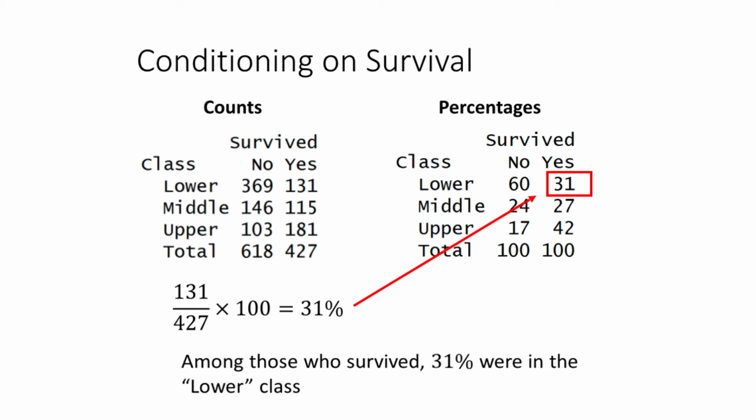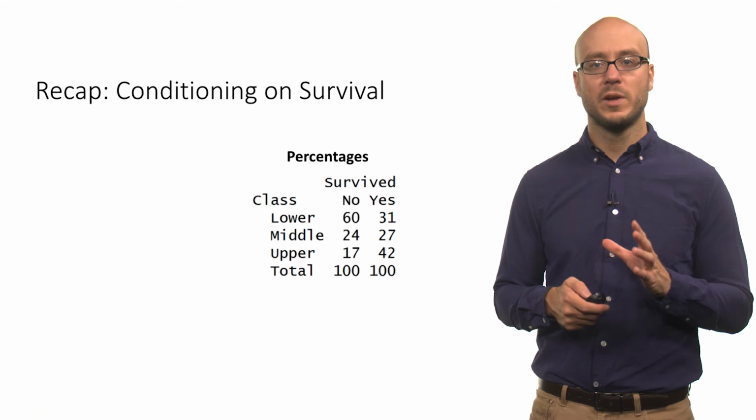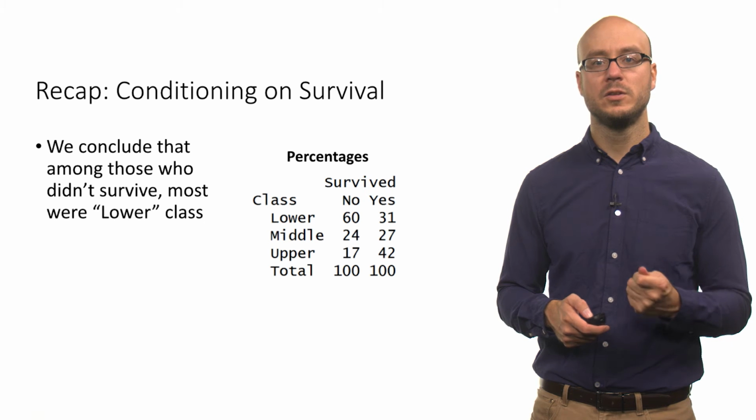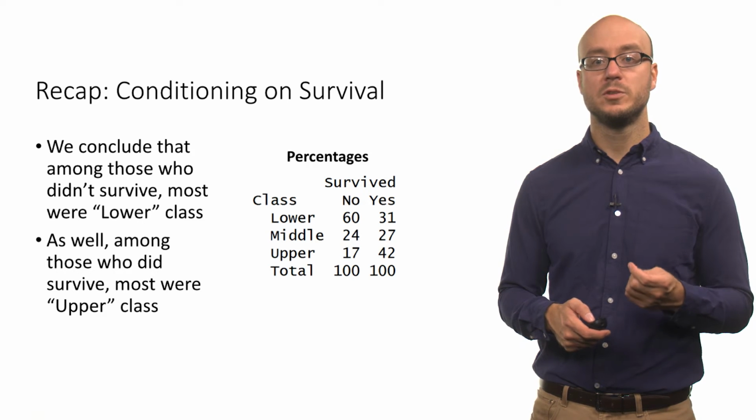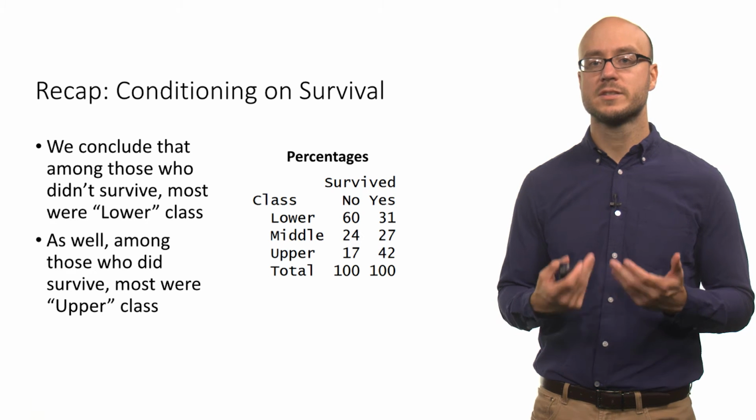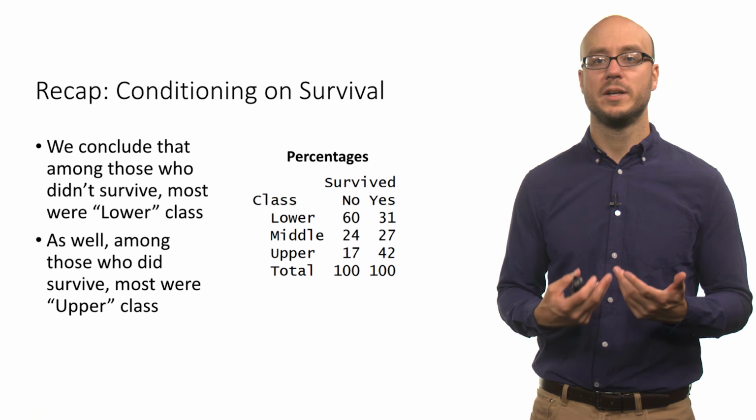Again, among those who survived, 31% were in the lower class, 27% were in the middle class, and 42% were in the upper class. When we condition on survival, we can conclude that among those who didn't survive, most were in the lower class. As well, among those who did survive, most were in the upper class. So this suggests some kind of relationship between surviving the Titanic and one's passenger class.